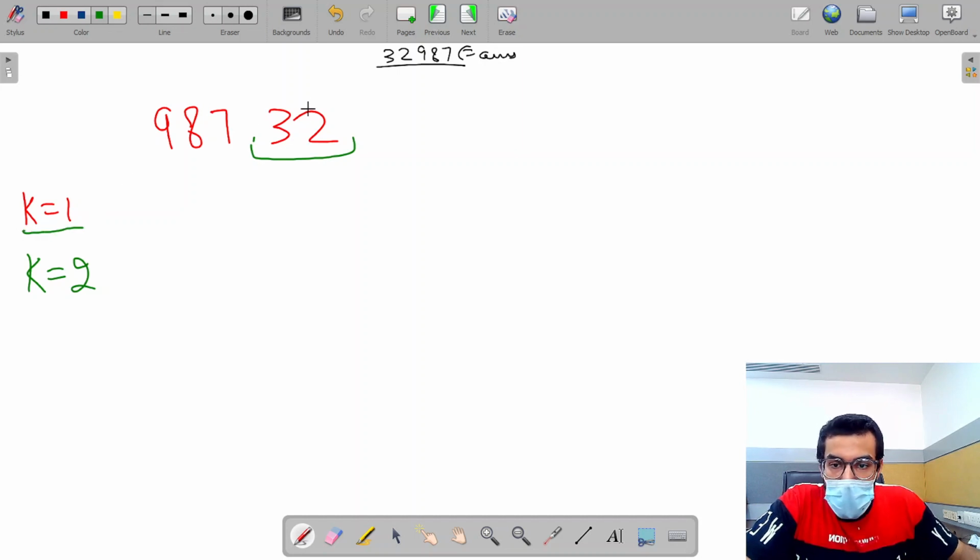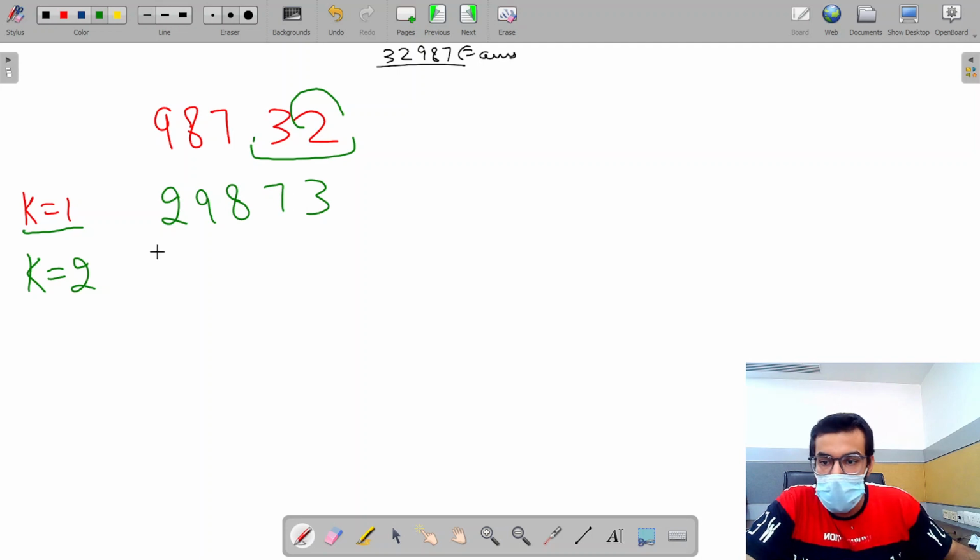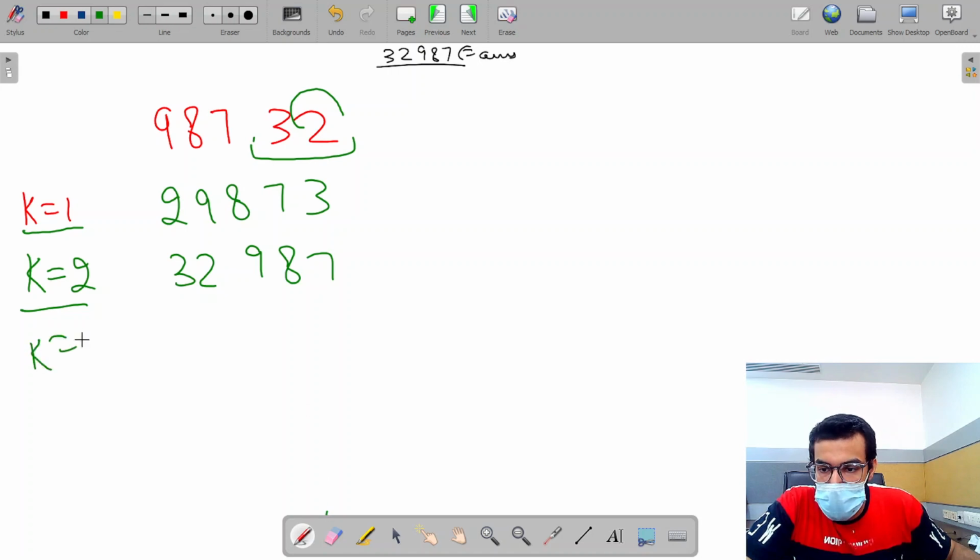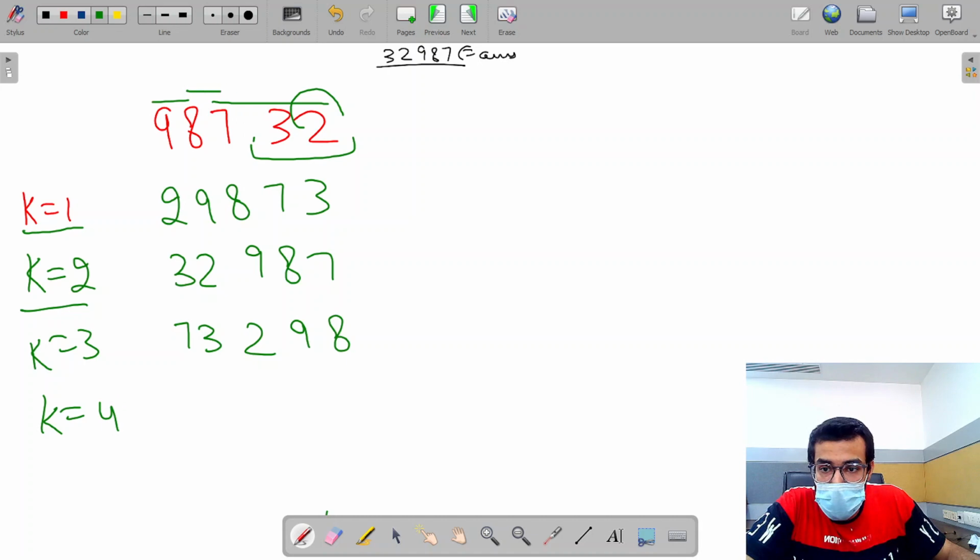For k is equal to 1, I have to write 1 digit in the starting. The digit from the end will be written in the starting, and the rest of the digits will be written as they are. For k is equal to 2, 2 digits from the end will come in the starting, and the rest of the digits will be written as they are. So 987 will be written as it is. For k is equal to 3, 3 digits from the end will be written in the starting. So the 3 digits in the end are 732, and the rest of the digits will be written in the end. For k is equal to 4, 4 digits from the end will be written in the starting. So it becomes 8732, and the rest of the digits will be written in the end.